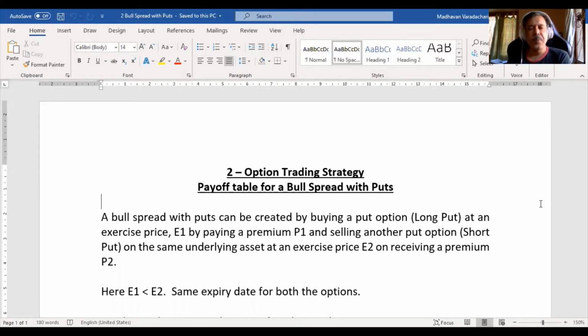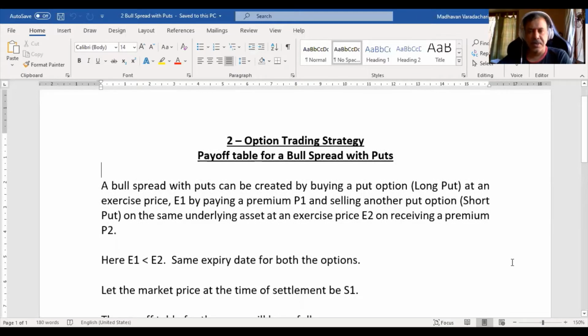So a bull spread with puts can be created by buying a put option, which we call a long put, at an exercise price E1, by paying, because you are buying, a premium P1, and selling another put option, which we call a short put because it is a sale, on the same underlying asset at an exercise price E2. Since we are selling, we'll be receiving a premium. Since it is a put option, we are writing it as P2. Again, in this also, exercise price 1 is lesser than exercise price 2, and the expiry date will be the same for both the options.